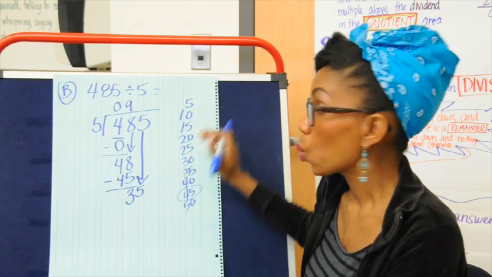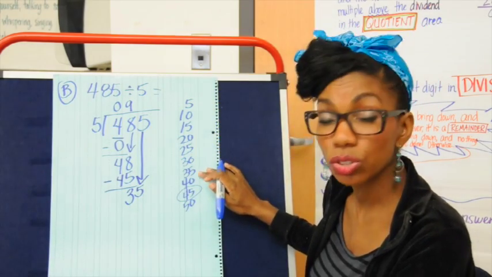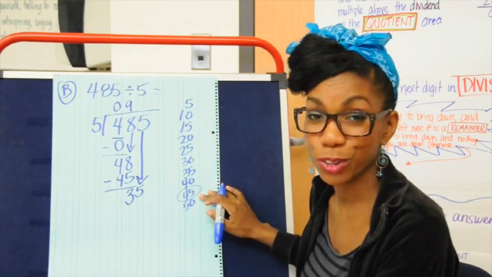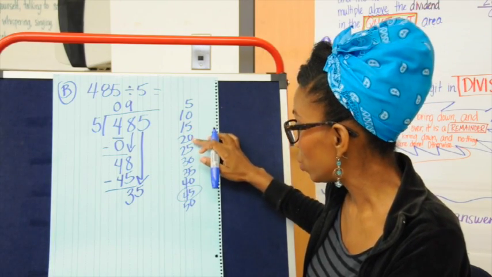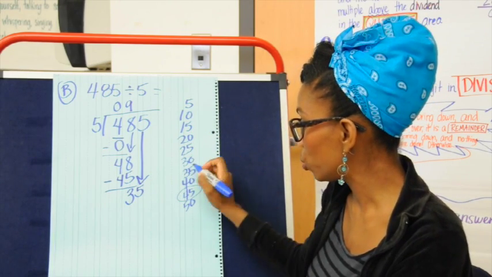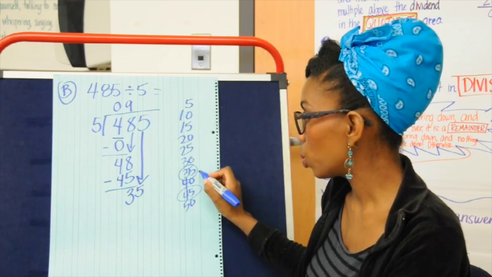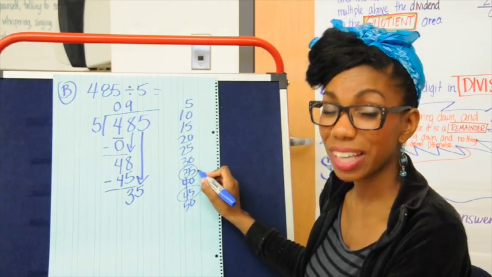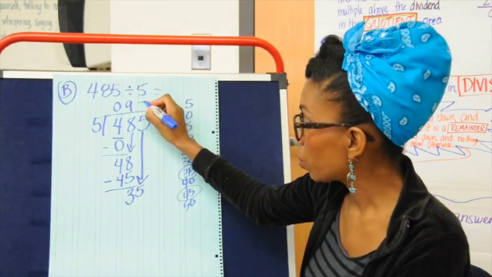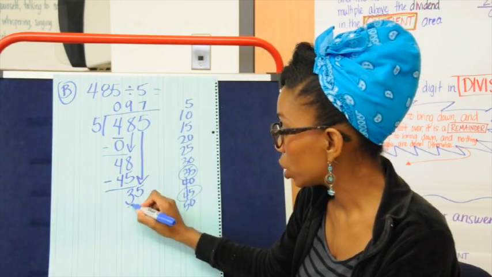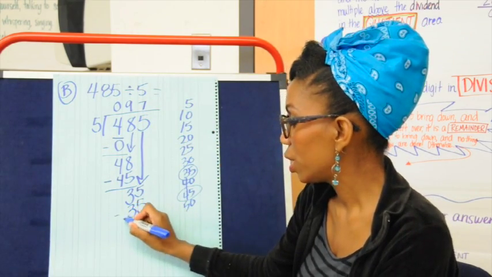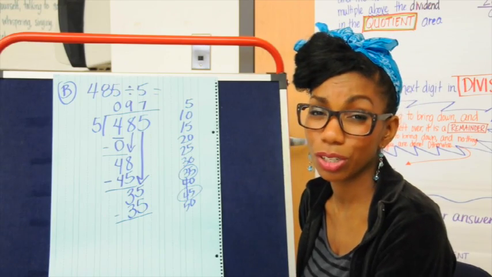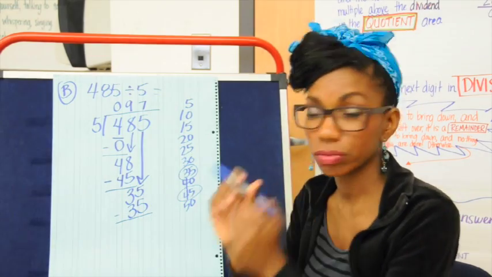Or, which multiple of 5 is closest to 35, but it's not greater than 35? 5, 10, 15, 20, 25, 30, 35. Ooh, look. 35 is actually a multiple. And 5 times 7 equals 35, so I can put my 7 up here, and my 35 comes right over here. Now I subtract. 35 minus 35 equals 0.